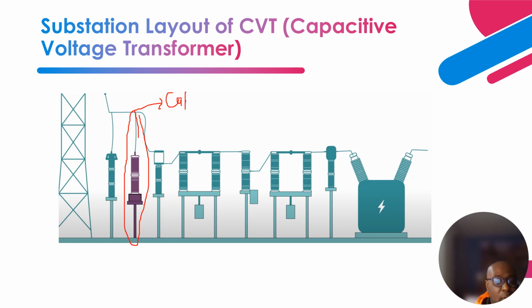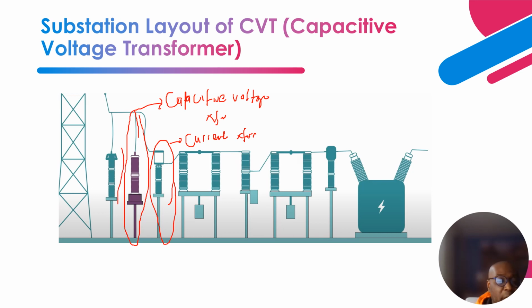Capacitive voltage transformer, right? They are connected in shunt configuration. There's also another equipment that you see in the series configuration. This one is a current transformer. So the current transformers are connected in series. These are all high voltage equipment. So it's a high voltage current transformer and a high voltage capacitive voltage transformer.